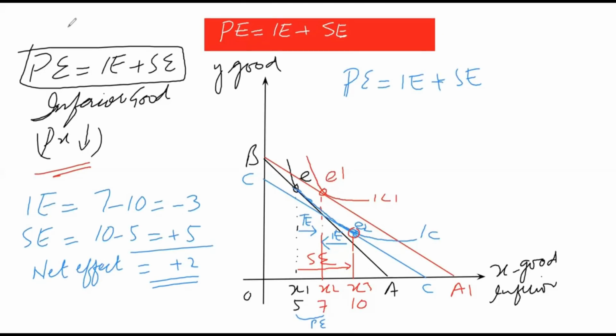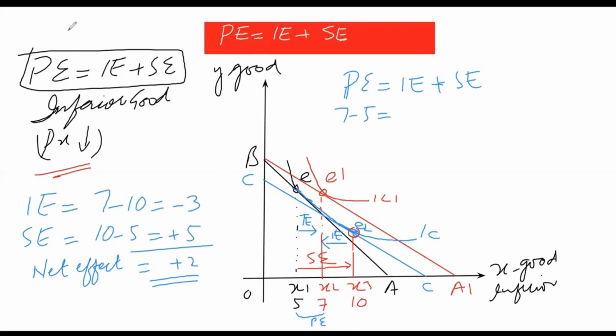Okay, in case of an inferior good, you must keep in mind that the income effect is negative and the substitution effect is positive. Now we have to prove that price effect is equal to income effect plus substitution effect. We have the values. Price effect is 7 minus 5, income effect is minus 3 and substitution effect is plus 5. So 7 minus 5 is equal to plus 2, and minus 3 plus 5 is equal to plus 2. So again we prove that price effect is equal to income effect plus substitution effect.